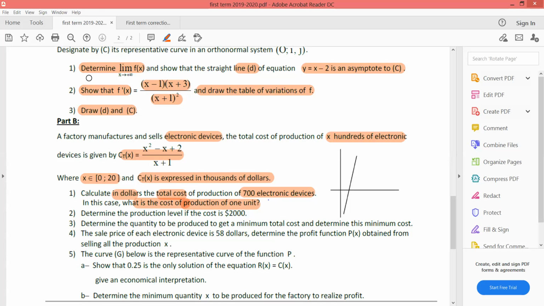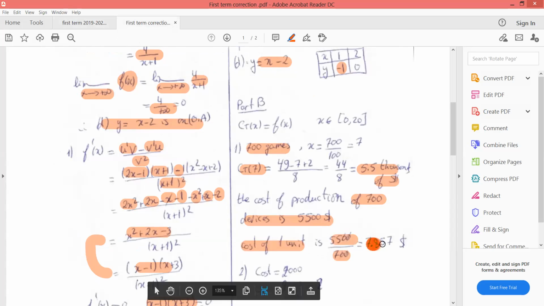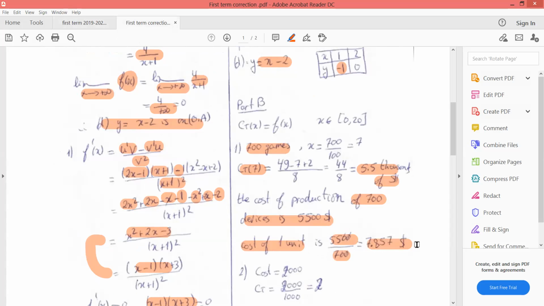We found the cost of production of 700 devices was $5,500. Then the cost of one device is 5,500 over 700. We get $7.857.